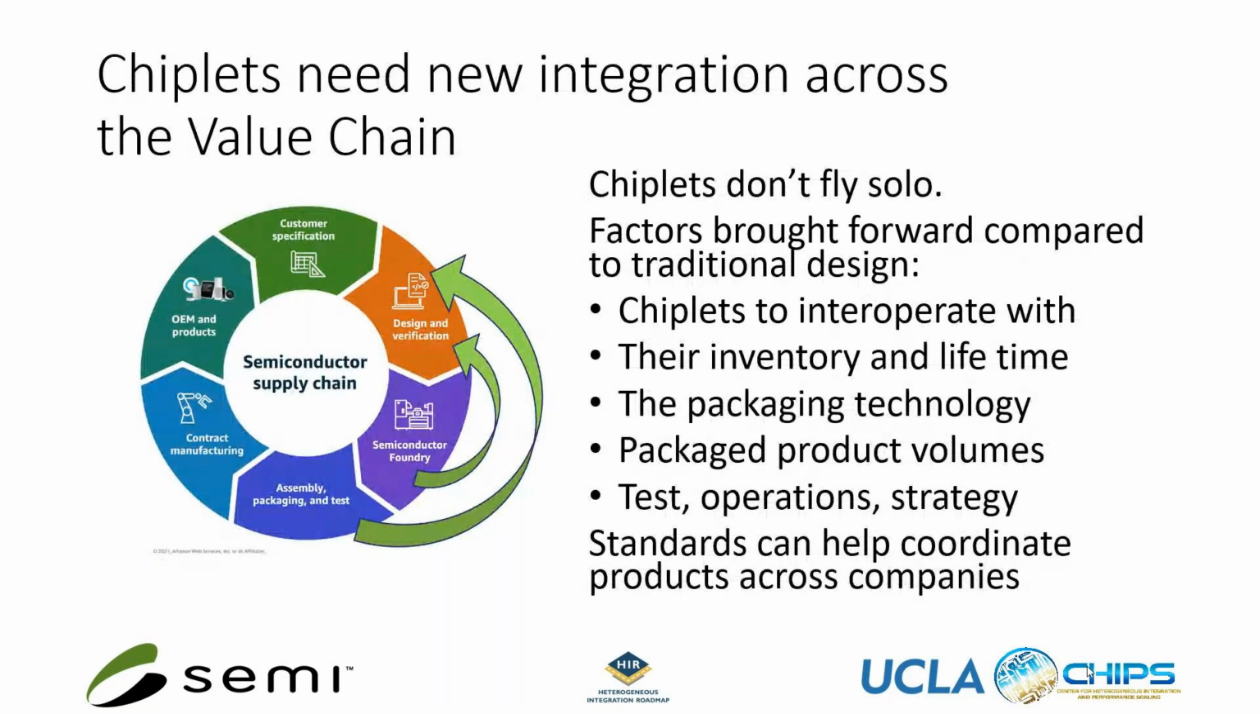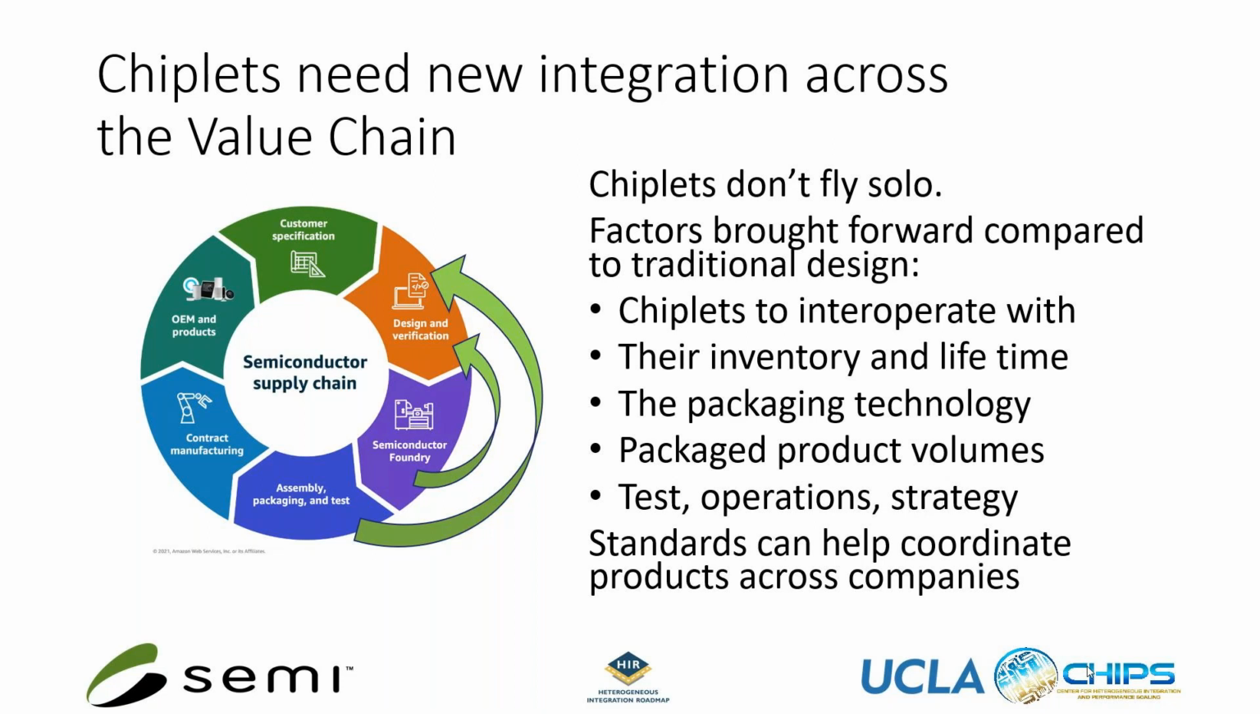Most of our thought processes ended up being oriented around this basic idea that chiplets need a new integration across the value chain. The fundamental fact of chiplets is that chiplets don't fly solo. If you want to build a chiplet-based product, you need other chiplets you're going to talk to in order to build a complete ASIC. What that means in practice is that there's a whole bunch of downstream factors, which you don't consider when developing a monolithic ASIC, that are brought forward compared to traditional design.